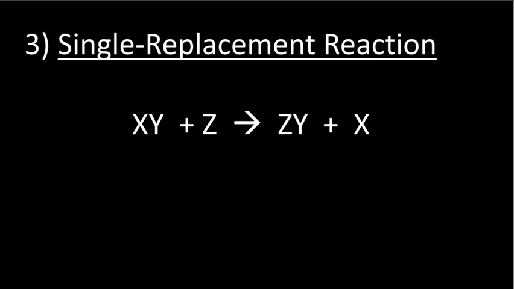Now, the third type is a little different. This is called a single replacement reaction. And if you look at the reactants, what you'll see is you have X and Y together plus Z. And what ends up happening is you end up with ZY plus X. Pretty much what has happened is the Z and the X have changed places. So a single thing has been replaced.